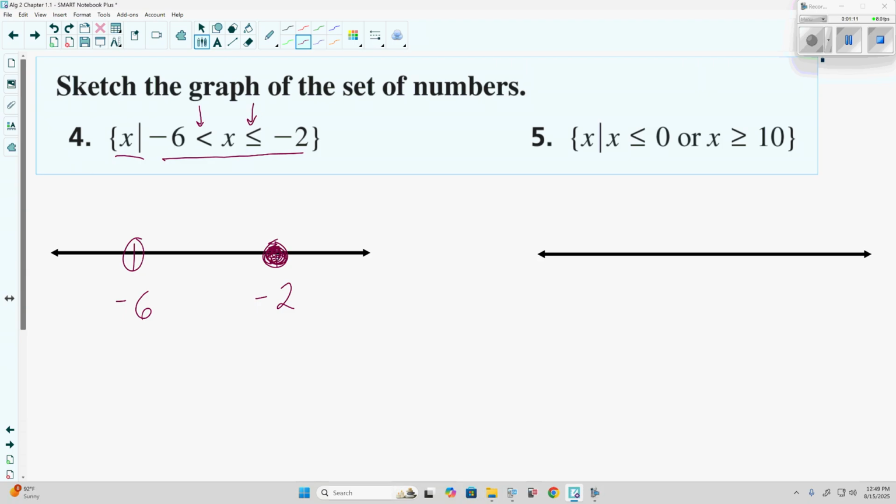Now we need to finish shading this line. We would shade in the middle. Since x is in the middle, we're going to shade in the middle because it's going to be between -6 and -2. That's it.